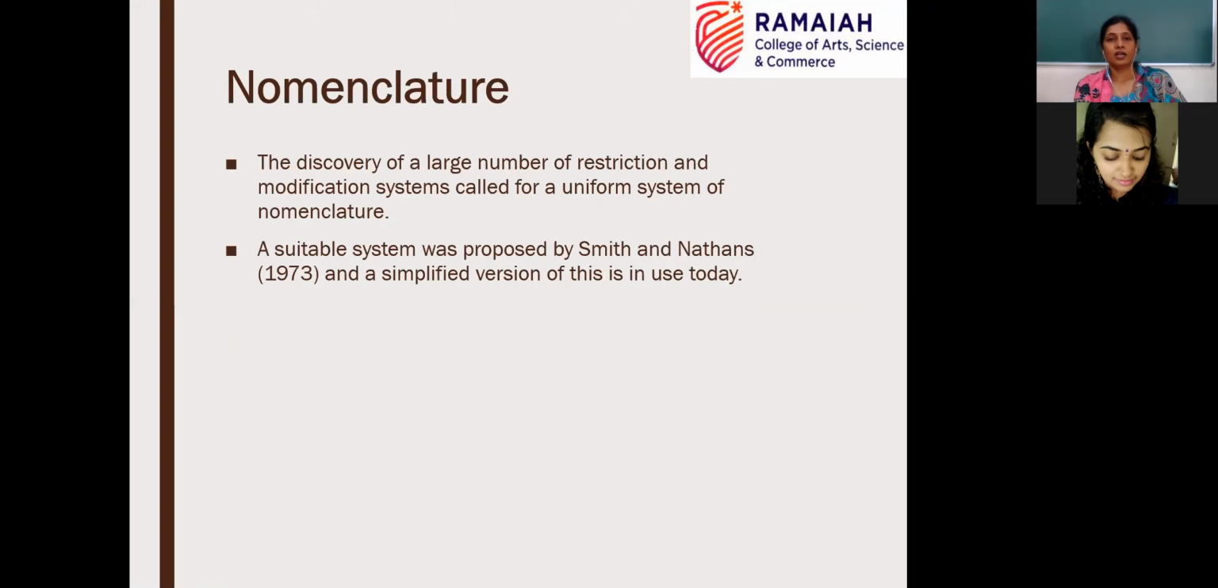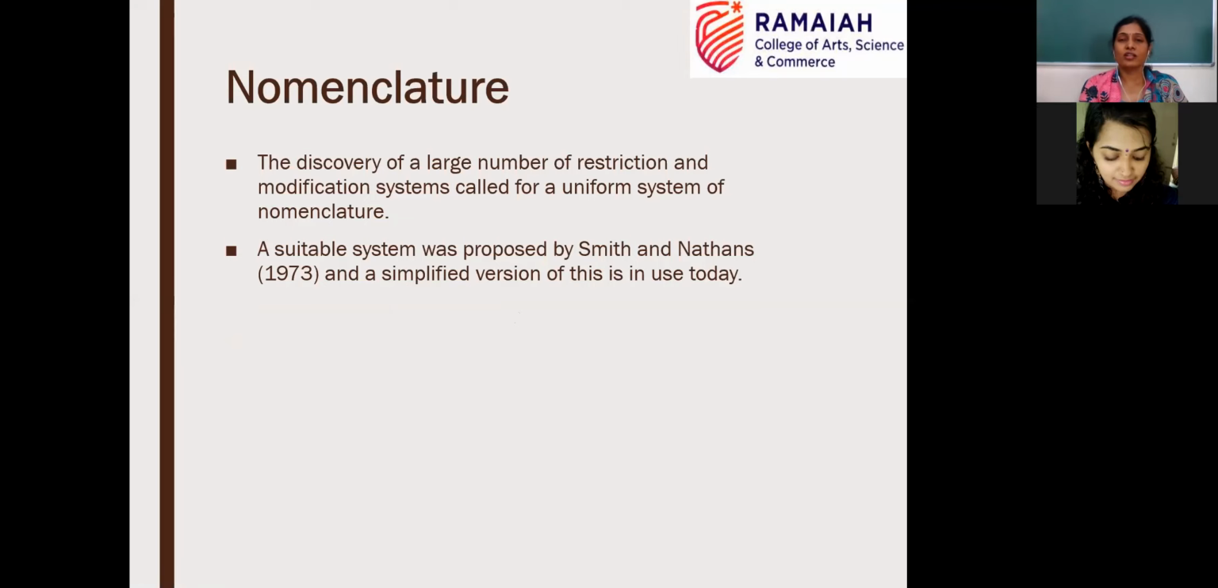Moving on, we are going to discuss nomenclature. Since several restriction enzymes had been isolated and characterized, there is a necessity for a uniform system of nomenclature. How do we name these restriction enzymes? A suitable system of nomenclature was introduced by Smith and Nathans in the year 1973.